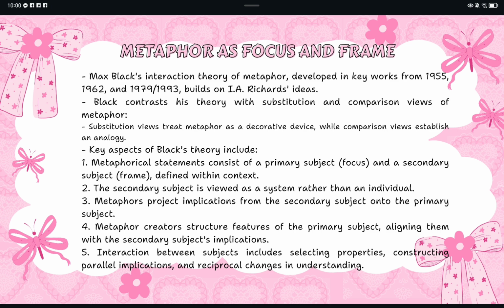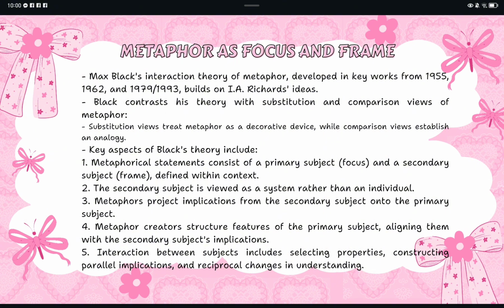And lastly, the interaction between subjects includes selecting properties, constructing parallel implications, and reciprocal changes in understanding. So in Black's view, metaphorical utterances can be more or less emphatic, depending on whether the metaphor can be substituted or paraphrased without losing its insight. It can also be more or less resonant, having more or less possible interpretations. Strong metaphors are both emphatic and resonant.